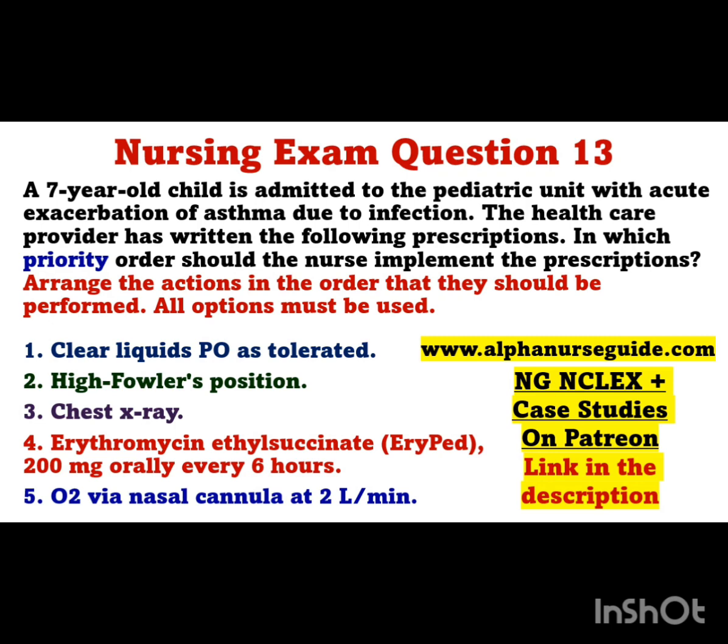1. Clear liquids PO as tolerated. 2. High Fowler's position. 3. Chest X-ray. 4. Erythromycin ethylsuccinate, 200 mg orally, every 6 hours. 5. O2 via nasal cannula, at 2 liters per minute.